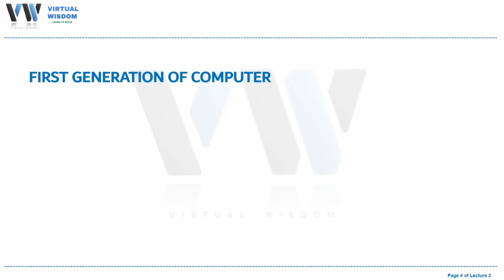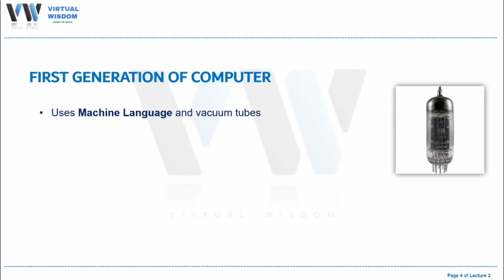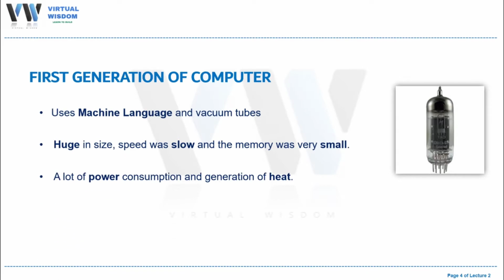Let's discuss the first generation of computer. The first generation of computer used vacuum tubes and machine language. Due to vacuum tubes, the computer were huge in size with a very slow speed and small memory capacity. Due to vacuum tubes, they consume a lot of electricity and generate a large amount of heat.